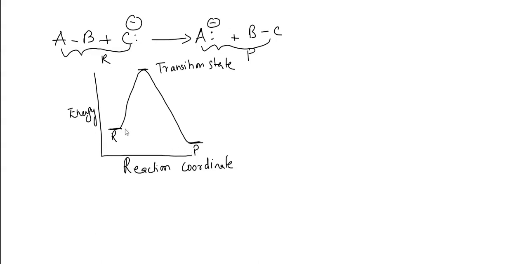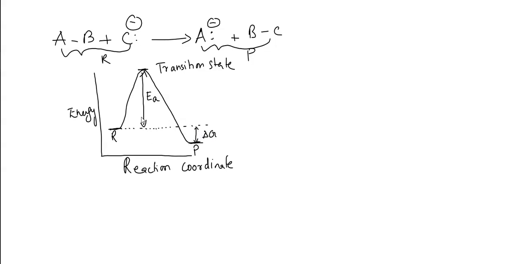The energy that is required to reach the transition state is what is called the energy of activation, which we can represent as EA. And the difference in energy between the reactants and the products is represented by delta G, which is your free energy change when the reactants are converted to products.